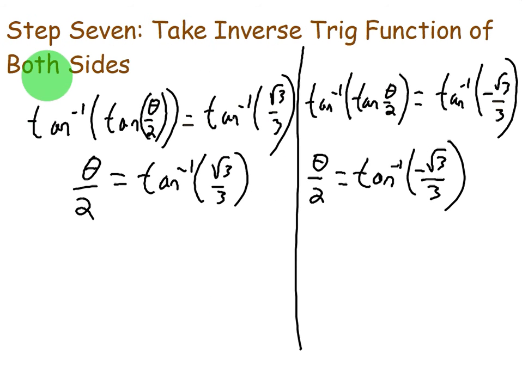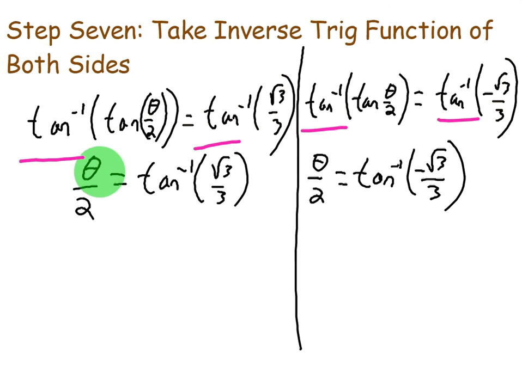Okay, so we're going to do the same steps we did before. Step 7, take the inverse trig function of both sides. So I'm going to take tan inverse of the left and tan inverse on the right. And I'm going to do that to both of my equations. Remember, when you take the inverse function of a normal function, it cancels out and you're left with what's just on the inside. In this case, theta over 2. The reason we're doing that is because we're trying to get theta by itself, and we cannot get it by itself if we can't cancel the tangent. And the only way to cancel the tangent is to take tan inverse. So we're going to do that on both sides.